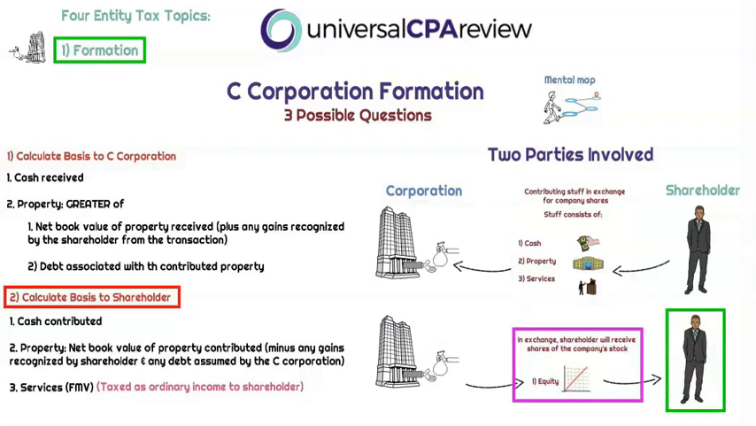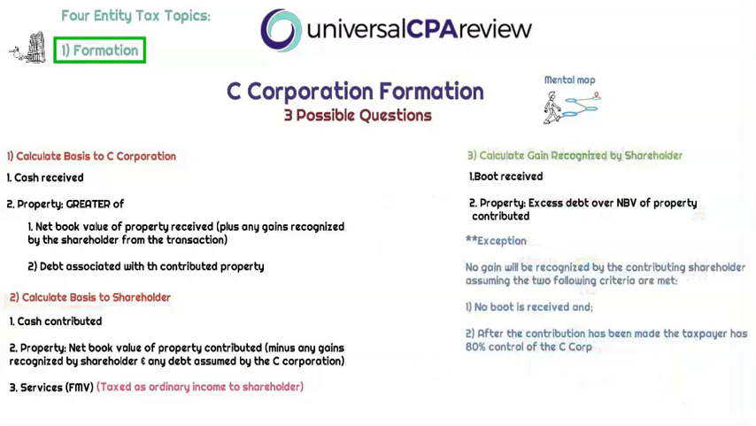Okay, so the whole point here is that they're contributing this stuff in exchange for shares of stock. So they can also ask you to calculate the basis to the stock that the shareholder would be receiving. And then finally, after that, we're going to need to calculate the gain that would be recognized by the shareholder within this initial formation if there is a gain that would exist. Okay, so those are the three questions, once again, that they can ask. They can either ask you for the basis to the corporation, the basis to the shareholder, or the gain to the shareholder.